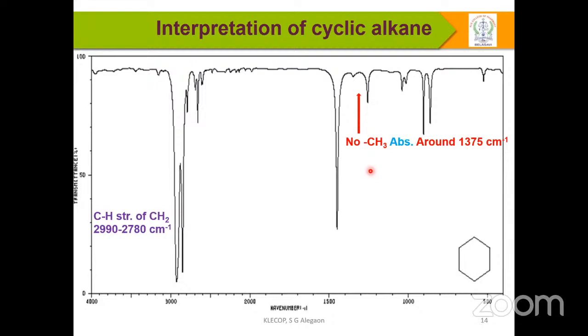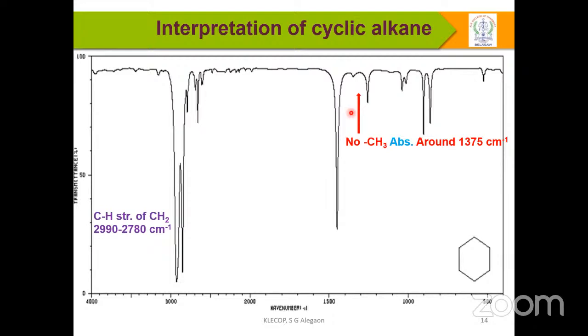Because of overlap, these CH stretch of CH2 and CH stretch of CH3, we are going to observe somewhere between 2990 and 2780 reciprocal centimeter. But can you observe, there is no CH3 absorbance peak somewhere around 1375. So this is clear cut. We can differentiate cyclohexane from hexane.